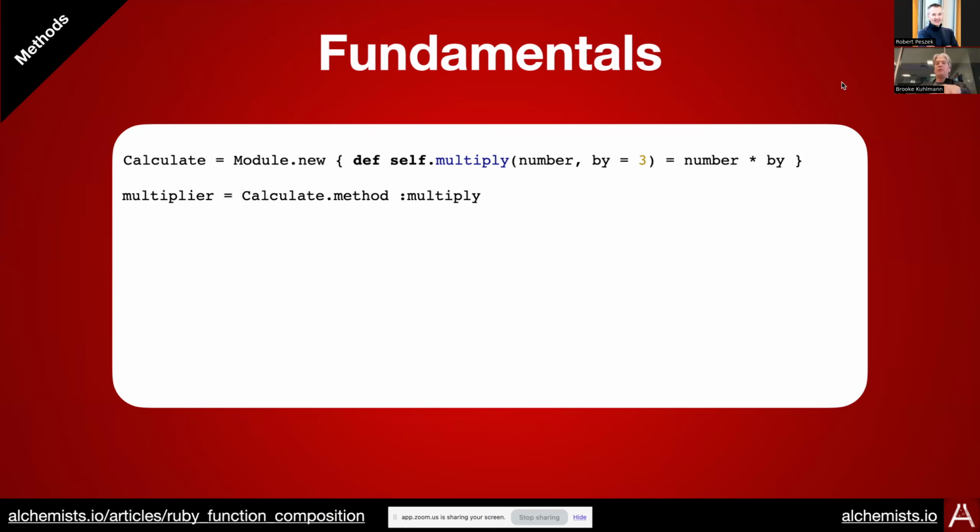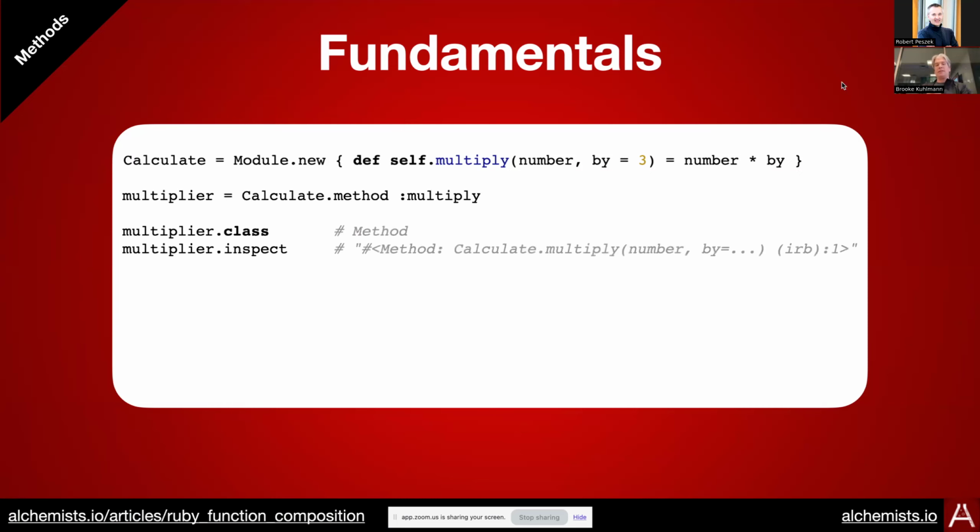But what I need to do is pluck that method out of the module so that I can have an instance of a method object. And so if I look at multiplier in this case, we'll see that it's an instance of a method. If I inspect it, we'll see that it's part of the calculate module that I was creating up above. And if I call it, again, the math works out the same.